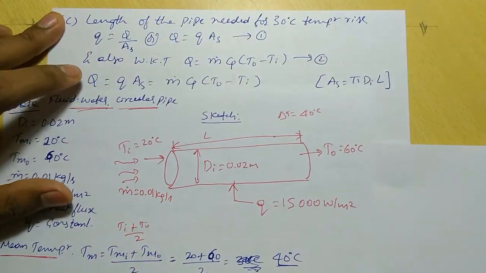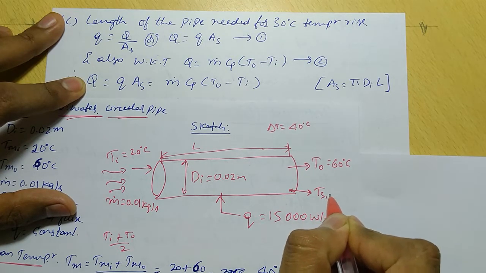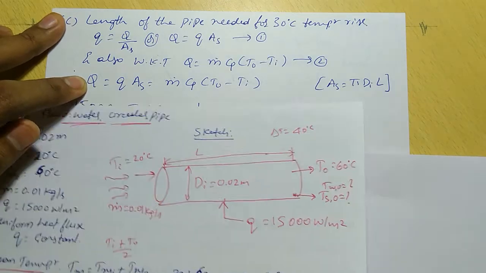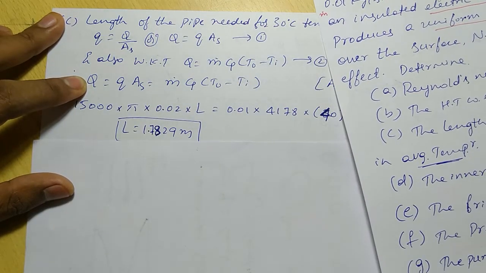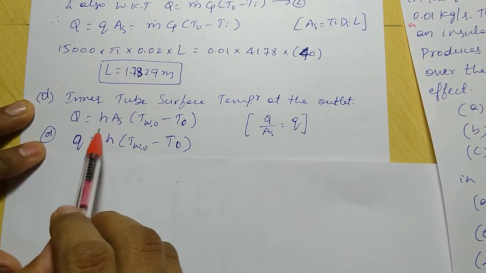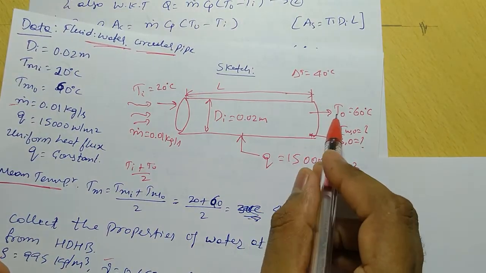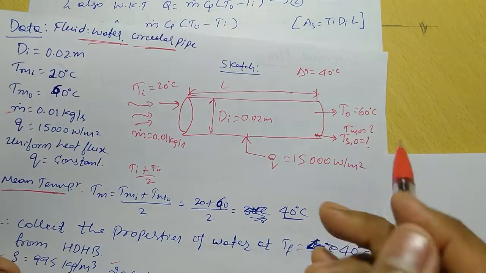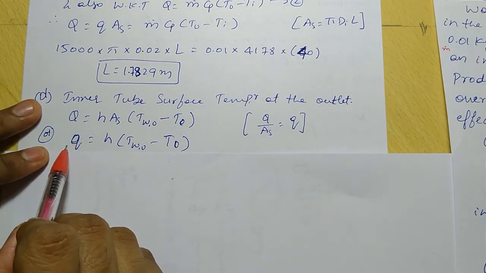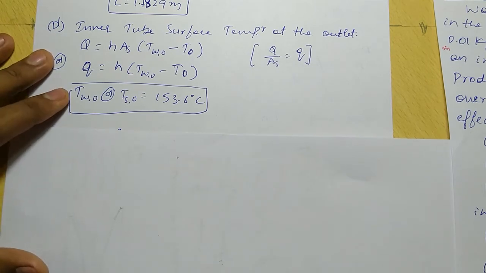After this, next is the inner tube surface temperature at the outlet. Inner tube surface temperature means Ts naught, or Tw naught; both are the same. The question is asking for the wall temperature at the outlet. That can be found using this equation: q is equal to h into Ts minus Tm, the wall temperature minus the fluid temperature. We know the fluid temperature, but not the wall temperature at the outlet. Q by As is the heat flux, which is 15,000. Substitute the values and we will obtain the wall temperature at the outlet.